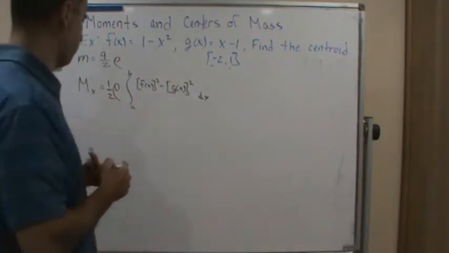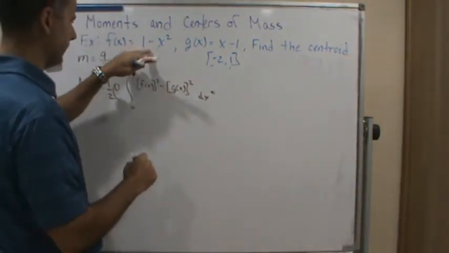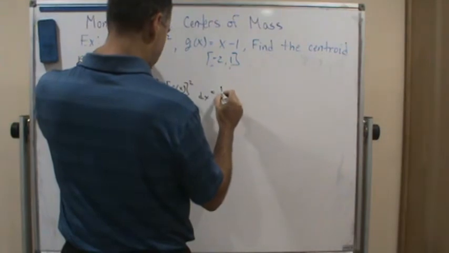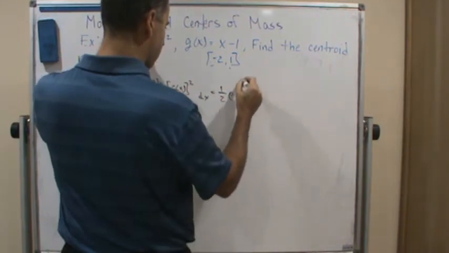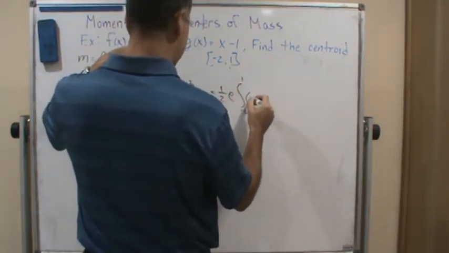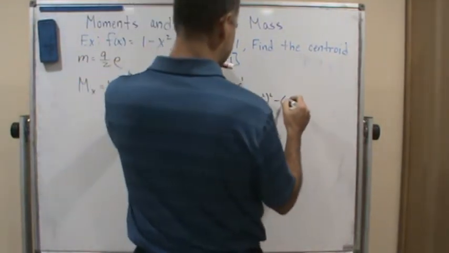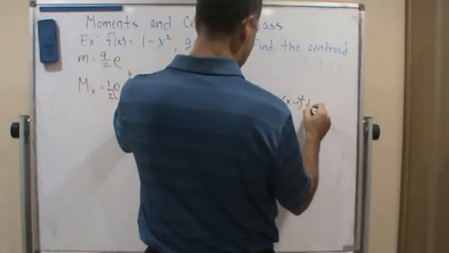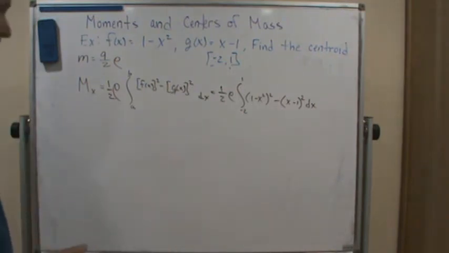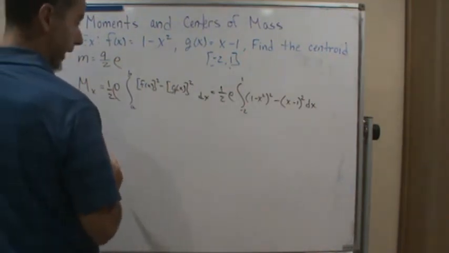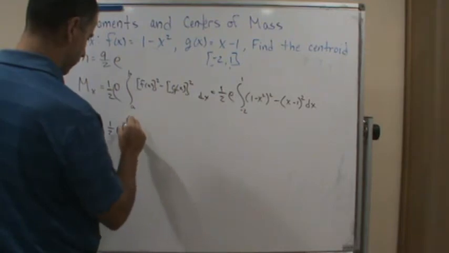And now what we're going to do is put it in. So now, substitute. So f of x is this. So it's going to be 1/2 rho times the integral from -2 to 1. And this is going to be 1 minus x squared quantity squared minus x minus 1 quantity squared dx. So now all we have to do is simplify, integrate, and evaluate. Okay? So let's do that. So it's going to be 1/2 rho, the integral from -2 to 1.